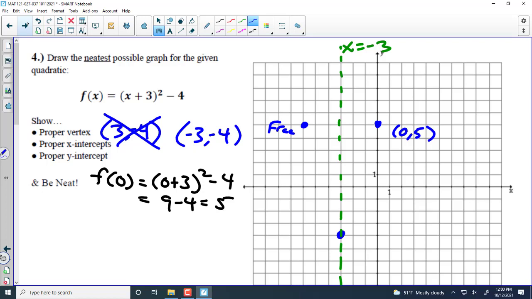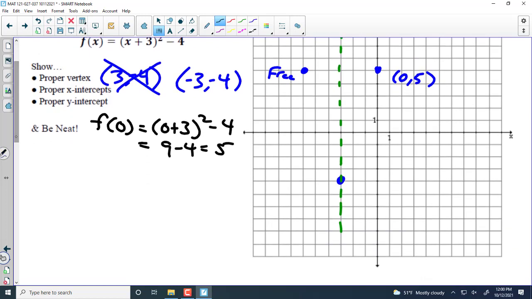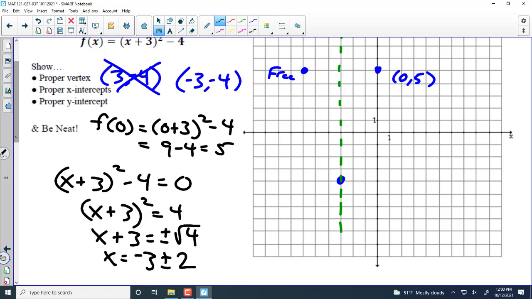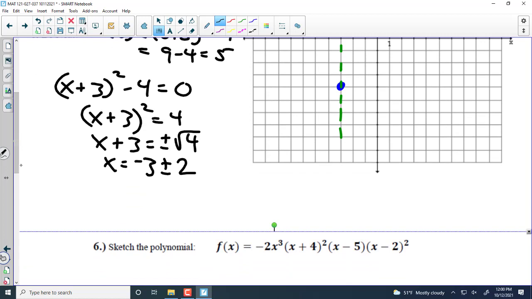All right, I can see this thing has x-intercepts. I just need to find them. Now, check this out, everyone. I take this x plus 3 squared minus 4 equals 0. Watch how quickly I'm going to find the x-intercepts. This is awesome. I'm going to add 4 to both sides. I'm going to apply the square root property. And I'm going to subtract 3 from both sides. Negative 3 plus 2, negative 3 minus 2. I just need to make sure I get the numbers for that. What would that be? Negative 3 minus 2 would be negative 5, 0. And negative 3 plus 2 would be negative 1, 0.